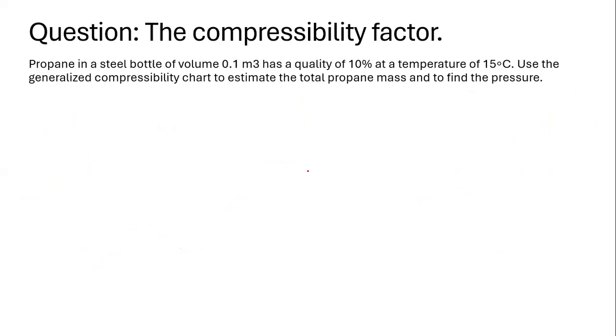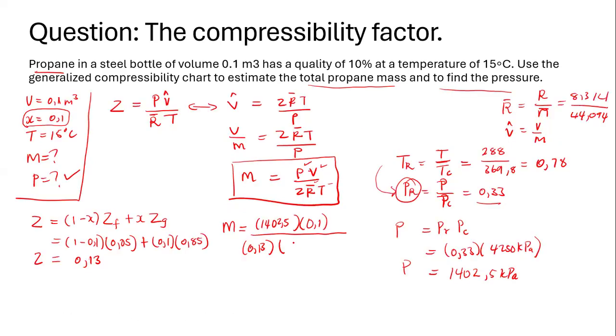So here we're going to have 8.314 divided by 44.094. Then close the bracket. And then our temperature in Kelvin, make sure it's in Kelvin. It's going to be 288. We have 288. So now let me punch in everything on my calculator then.